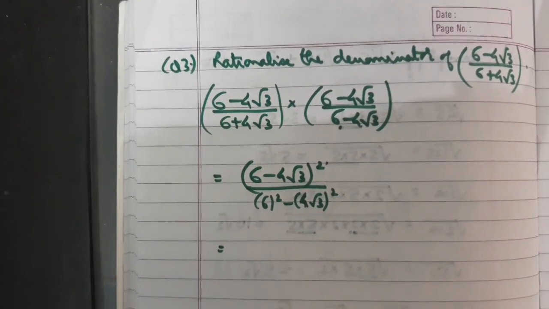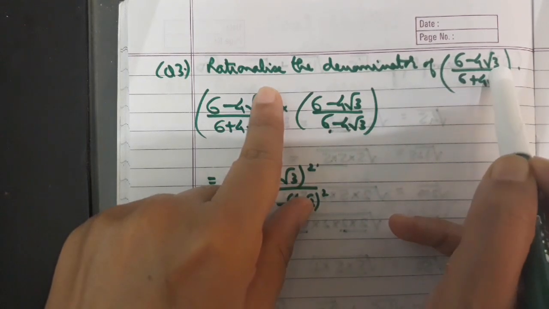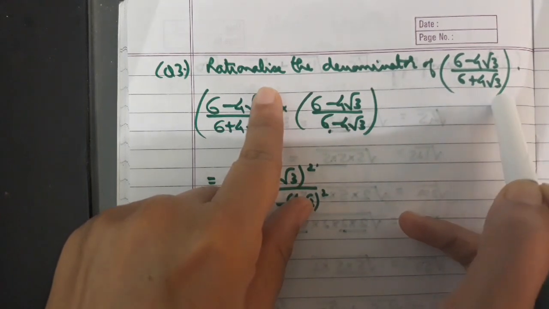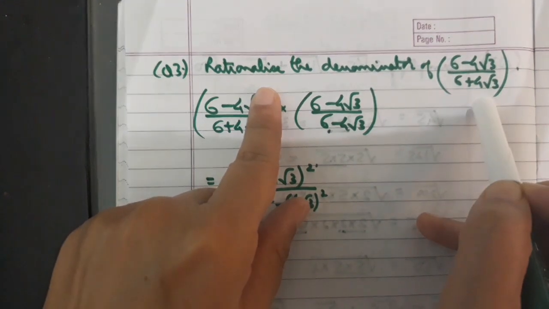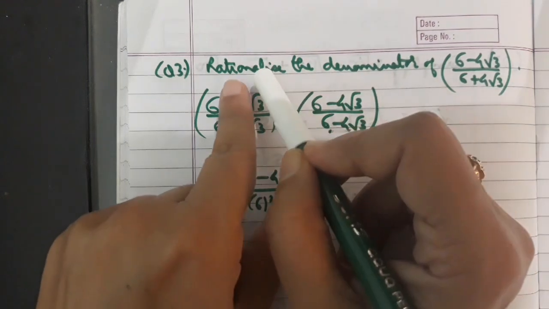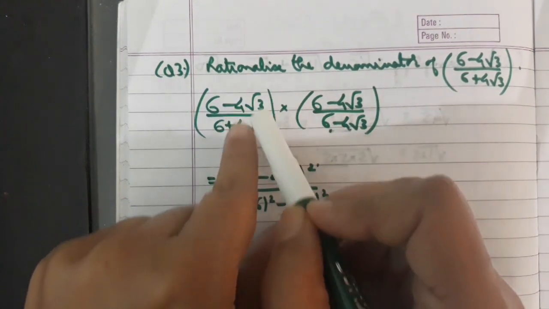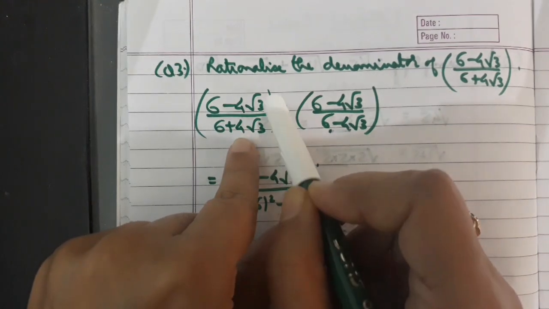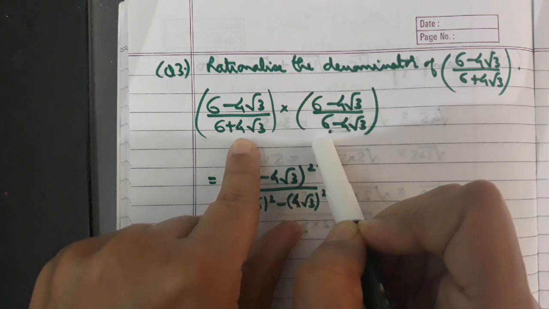The next question is, rationalize the denominator of 6 minus 4 root 3 upon 6 plus 4 root 3. Over here we see that the denominator is an irrational number. So we have to make it a rational number. So for this we multiply the numerator and denominator by the conjugate of the denominator.